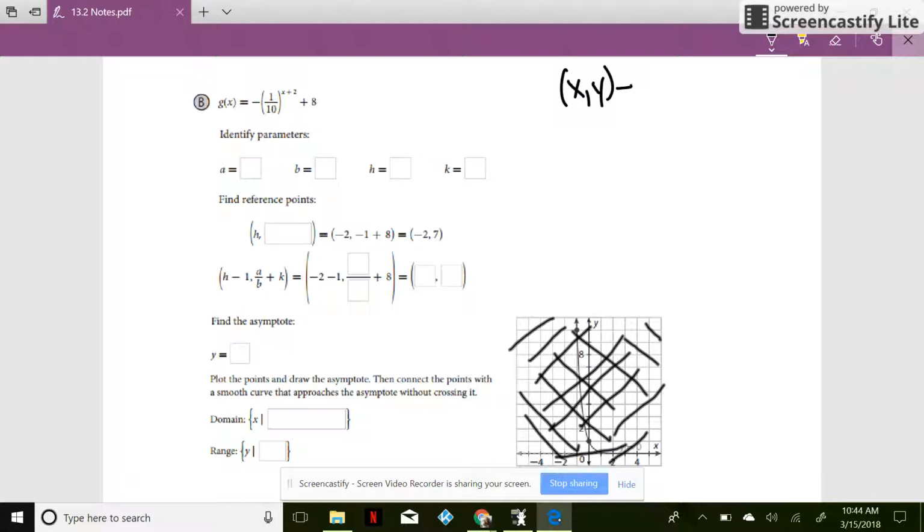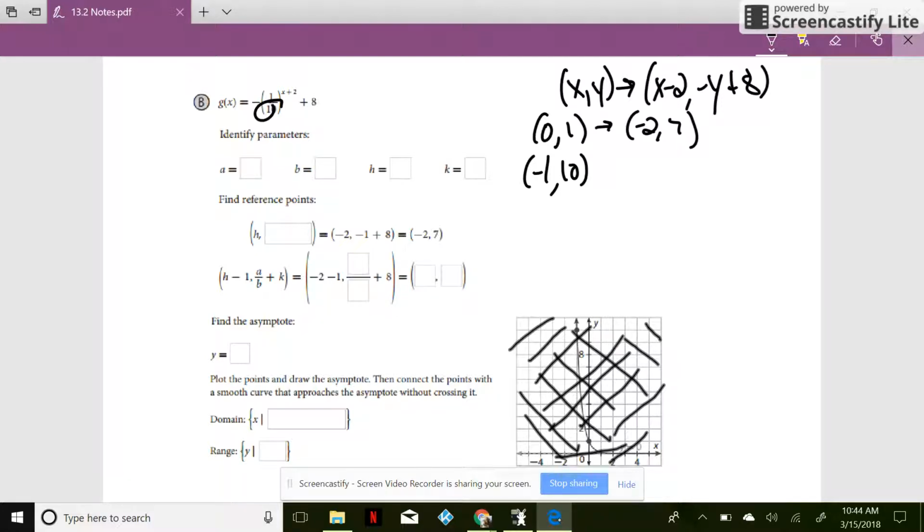I like to see what's changing in our coordinates. So our x values, we will need to subtract 2 because we're moving left 2. Our y values will multiply by negative 1 and then add 8. So our coordinates would be 0, 1. So that will change to become negative 2, 7. And then our other reference point is negative 1, 10. Remember, it's the denominator of your base there. And it would change to become negative 3, negative 2.